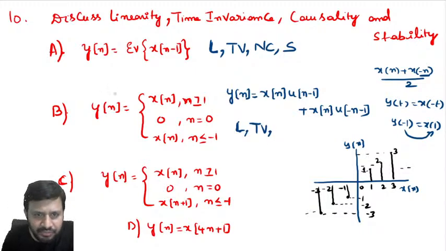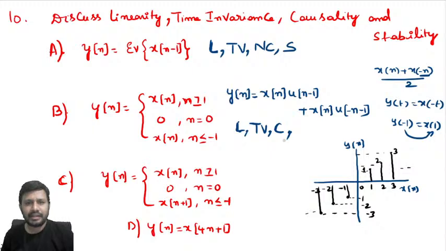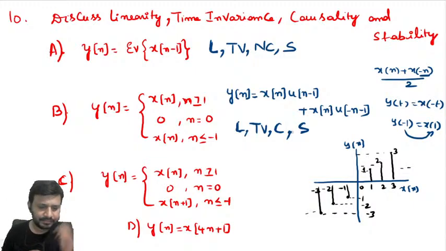Causality. Observe, output at any time instant is depending on n greater than or equal to 1 or n less than or equal to 1. Output at any time instant is depending on the input at that instant only. So it is causal. Stability. Bounded input must produce bounded output. If input is bounded, output will be definitely bounded in this input output case. So it is stable. So linear, time variant, causal and stable.